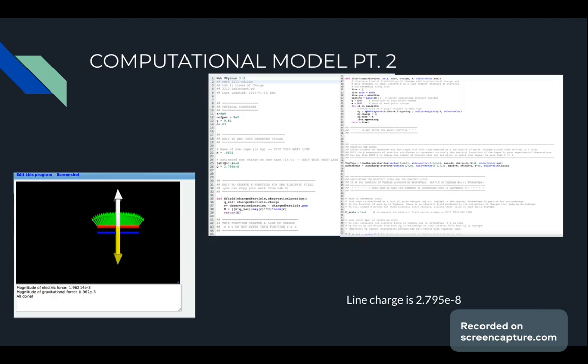And then our coding, computational model part 2, is going to be where we look at it as line charge. And the charge we get on that is 2.795 e to the negative 8. And we are going to establish that this is a more accurate number than the first part.